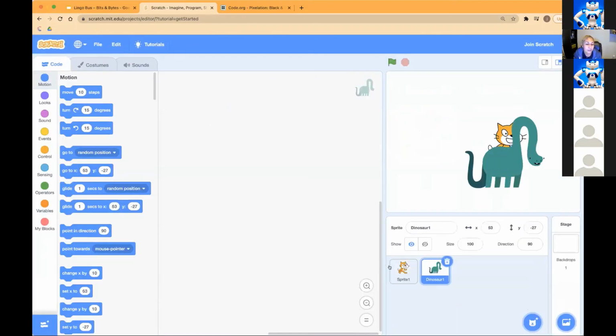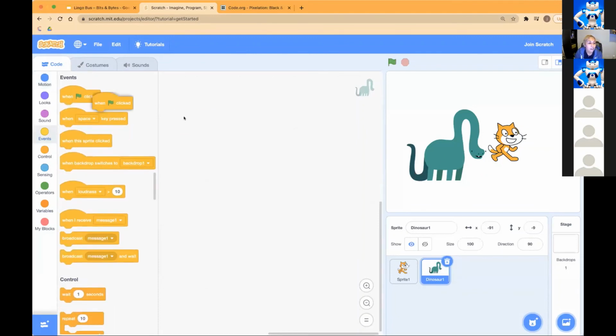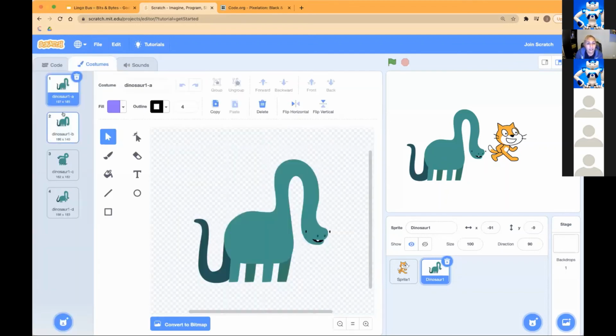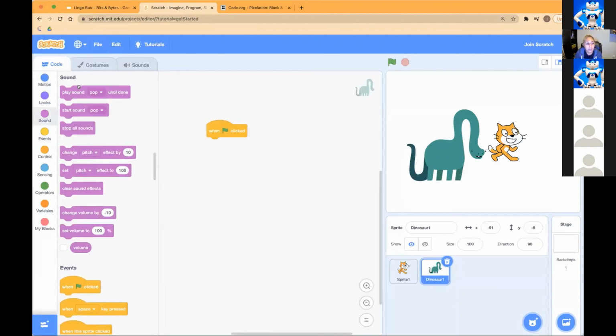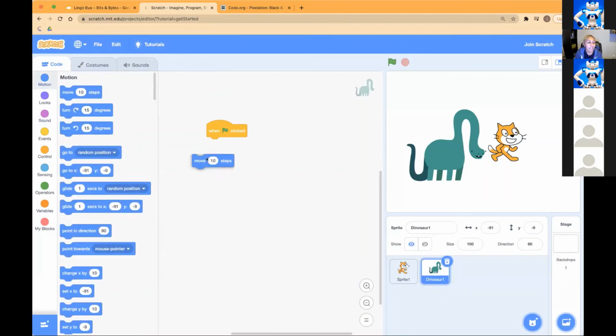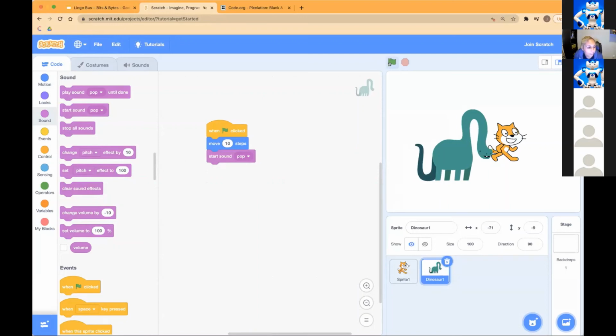So I like to use the dinosaur. I might put this dinosaur here, and then I can write code to make the dinosaur do things based off of whatever it is that I decided to do. And yes, somebody pointed out the costumes. There are different costumes that you can choose for your sprites as well. And then I can also play sounds. So maybe I might have him move and then play a sound. Let's do start sound. Oh, I don't know if you heard the sound.